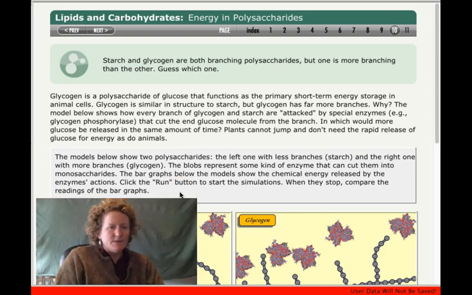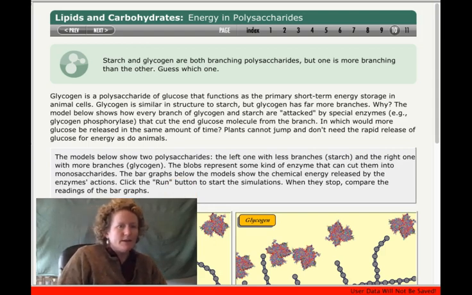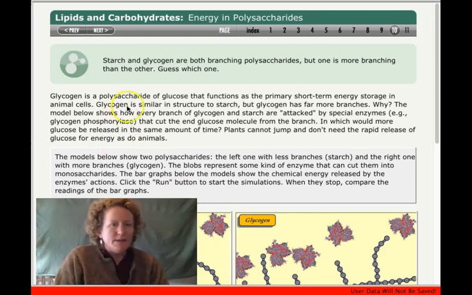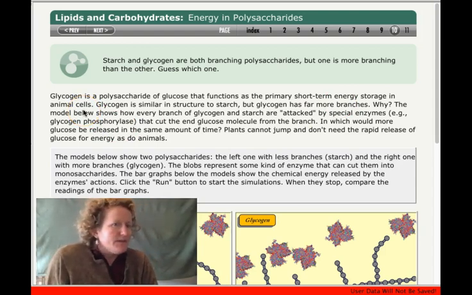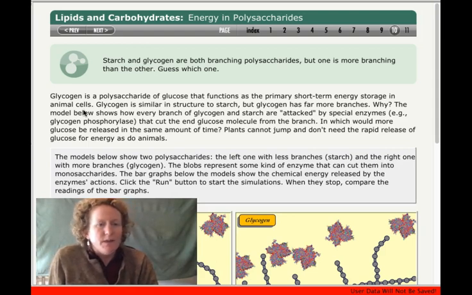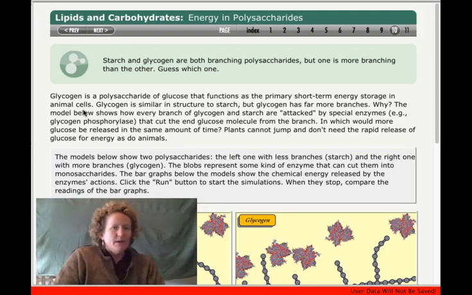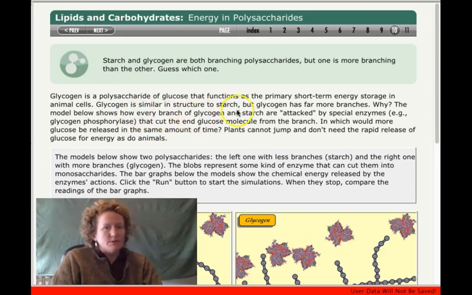Okay, let's talk about the differences between starch and glycogen. Glycogen is a polysaccharide of glucose that functions as the primary short-term energy storage in animal cells. And think about why glycogen might be different than starch, which comes from plants. Because plants don't have to run away, but animals might have to. Glycogen is similar in structure to starch, but glycogen has far more branches.